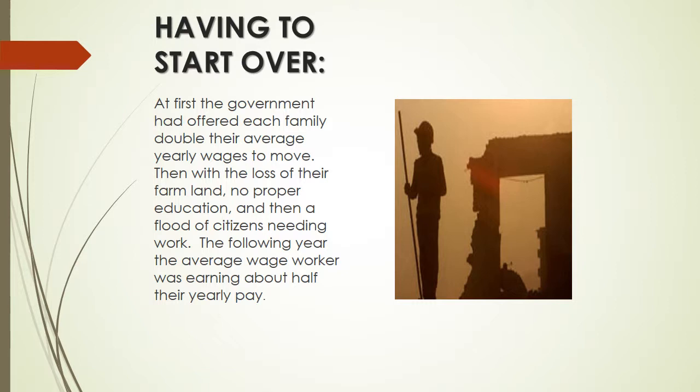Having to start over. At first the government had offered each family double the average yearly wage to move. Then came the loss of their farmland, no proper education, and the flood of citizens needing work. The following year the average worker was earning about half their yearly pay.